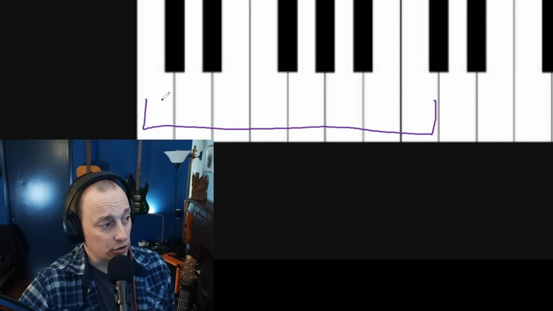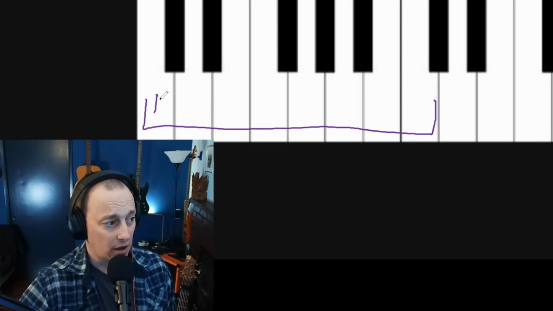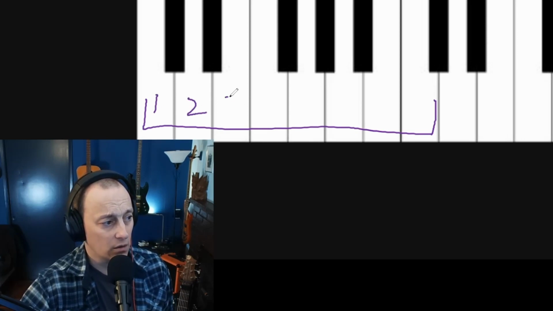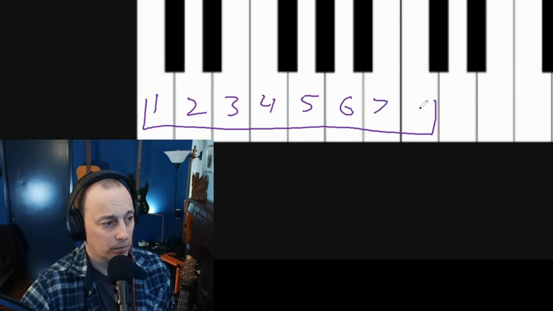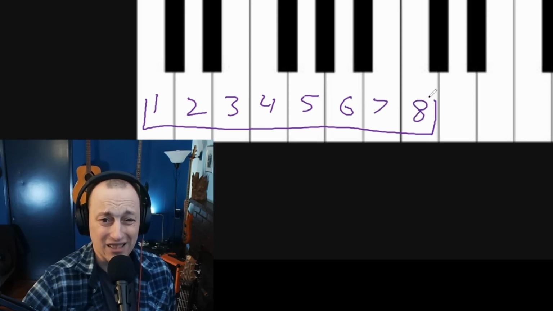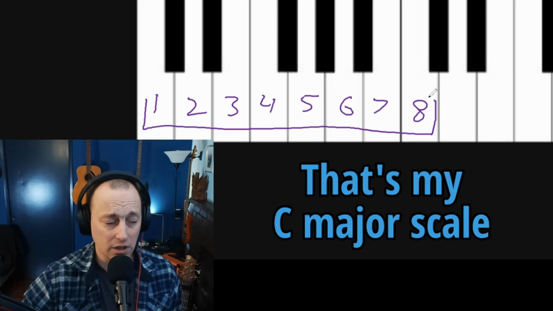Normally, if I'm asked to play the C major scale, I start on 1. This note is C. I'm going to call it number 1. Well, I've got the second note and the third note and the fourth note all the way on up. And when I get to number 8, that's the same as the first note. That's a C again. Okay, that's my C major scale.